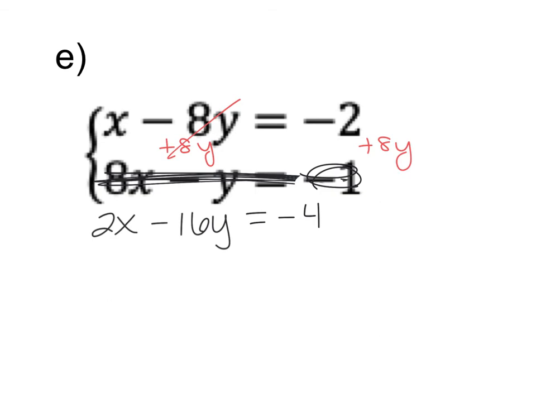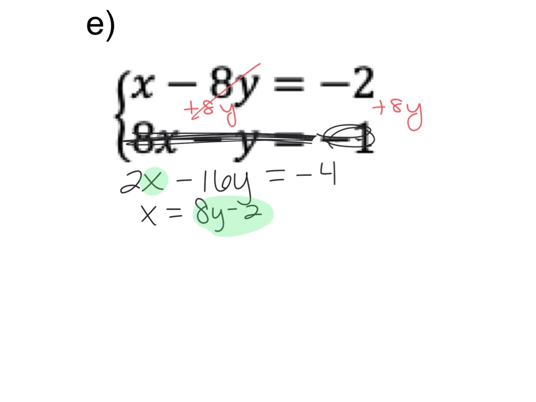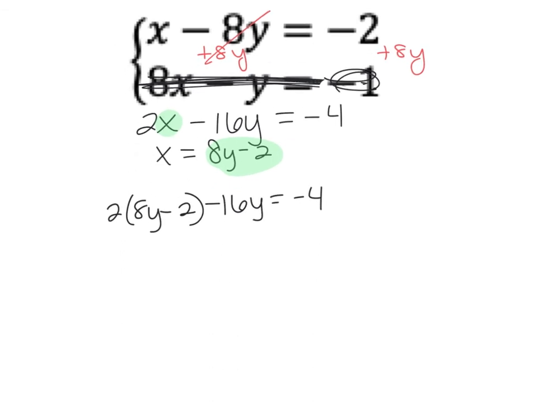So those cancel. And then you have x equals, what would that be? 8y minus 2. Okay, let's take all of this stuff, because x, we got the variable by itself, and plug it in for that x. So I have 2 times 8y minus 2, right? Minus 16y equals -4. Go ahead and distribute. That would be 16y minus 4 minus 16y equals -4.